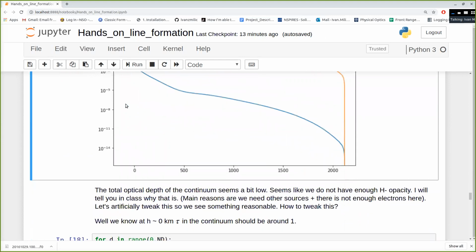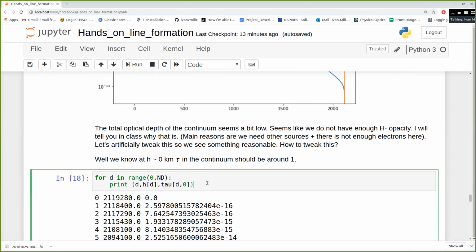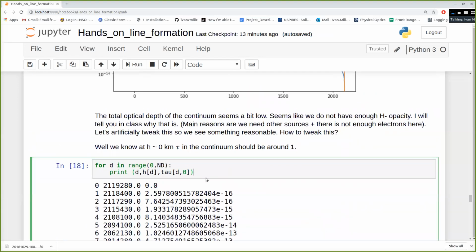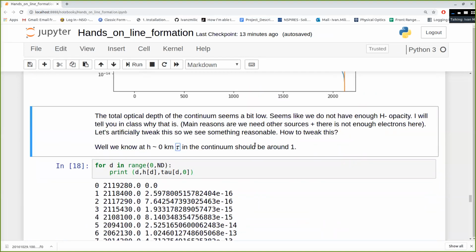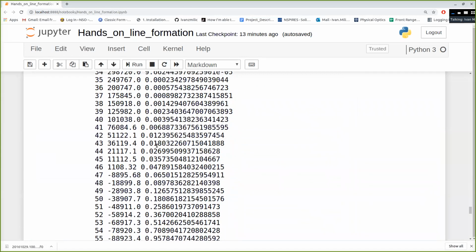Cool. So then again, there is one more tweak, which I don't want to spend too much time on, because I also want to leave you some time to play. And that's, I'm going to additionally tweak continuum opacity according to the fact that I know that I should have tau roughly 1 in the continuum at depth point with 0 kilometers. So I see here that it's not exactly the case.